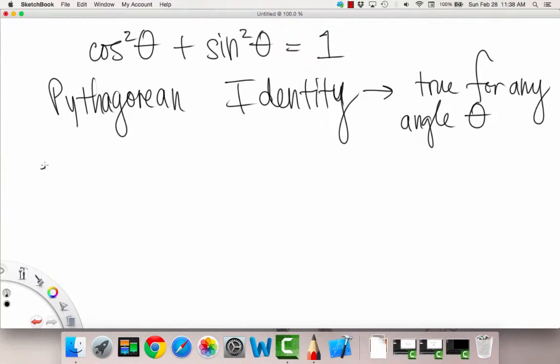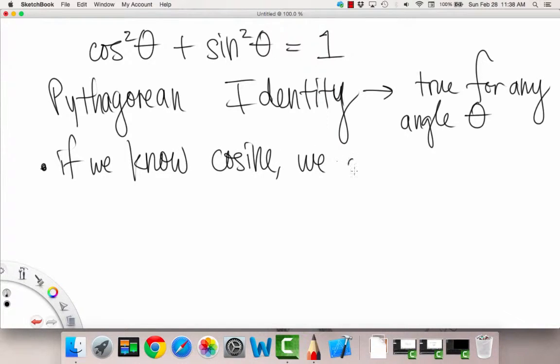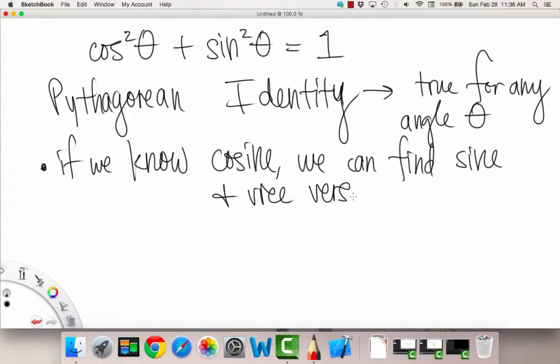The useful thing about this is that if we know cosine, we can figure out sine. We can find sine of that angle right away. And vice versa, if we know sine, then we can just plug it into this equation and figure out our cosine.